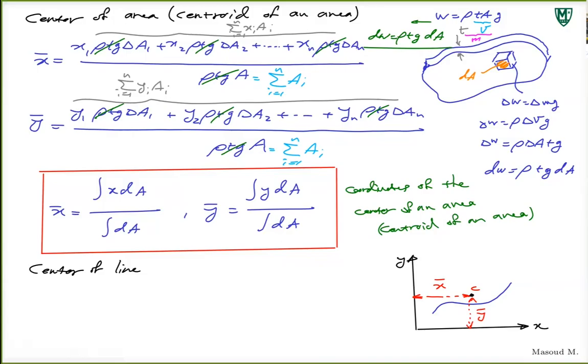For that, x bar becomes integral x dl over integral dl, and y bar becomes integral y dl over integral dl. Right? What is dl? dl is a small element of this line. In three-dimensional space, we had dV, dm. Here we have dl as an element. Following the same logic, you can find this.